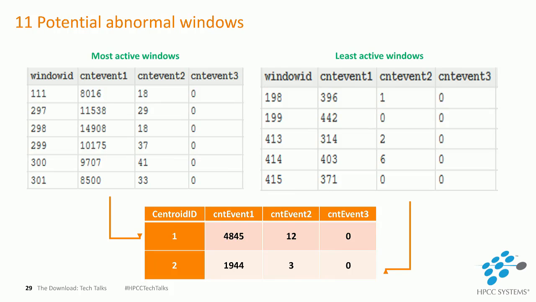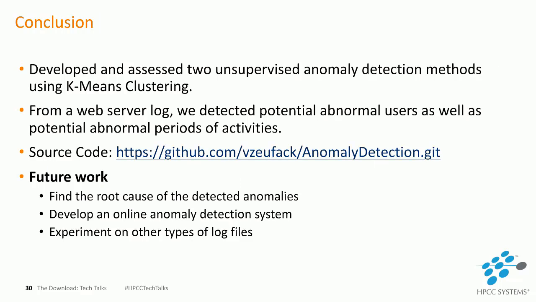So at the end of our presentation, we were able to develop and assess two unsupervised anomaly detection methods using k-means clustering. From a web server log, we detected potential abnormal users as well as potential abnormal periods of activity. This information is more useful for a system administrator instead of having to read each line of log without knowing where to start and where to stop.